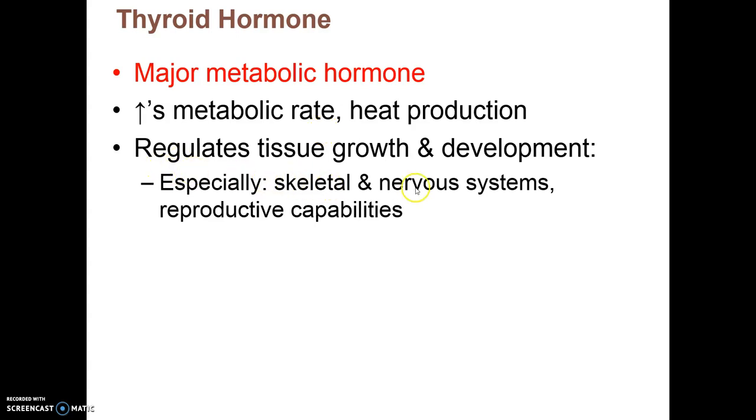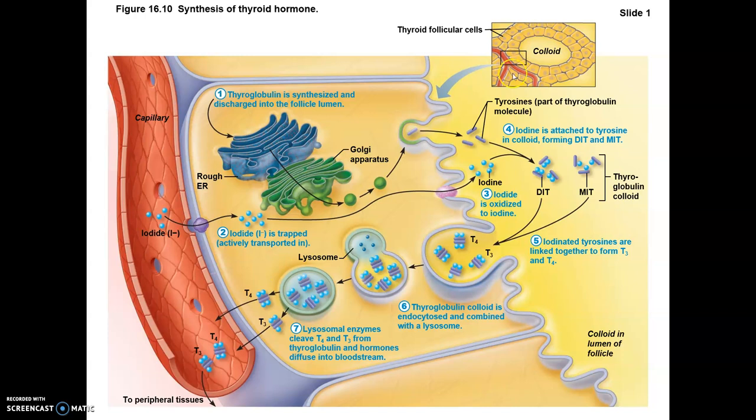Thyroid hormone regulates tissue growth and development. So thyroid hormone works with growth hormone. Thyroid hormone is important for normal skeletal development, nervous system development, and especially for reproductive organ development. Thyroid hormones also maintain blood pressure. People who have low thyroid have low blood pressure.